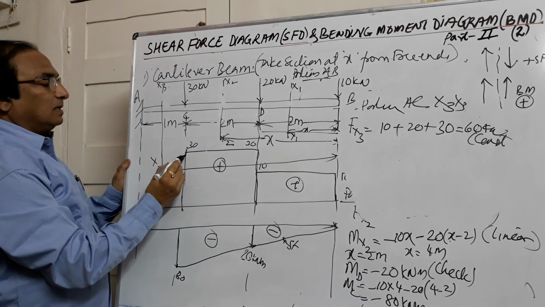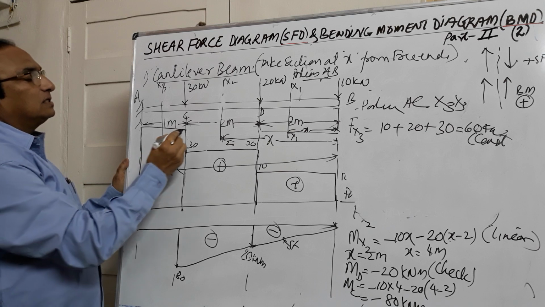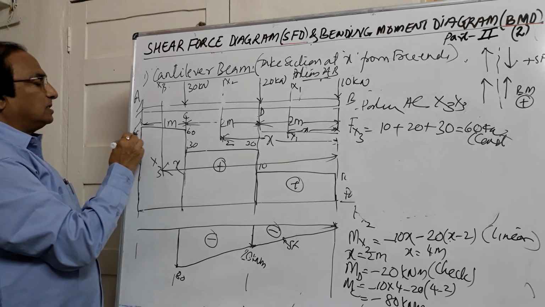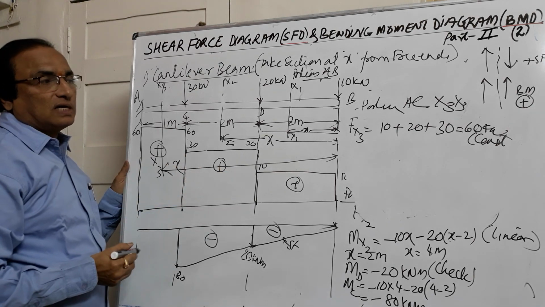So from here, 30, to this point, this is 60 and this is also 60. So this is a positive shear force diagram. So this completes the shear force diagram.